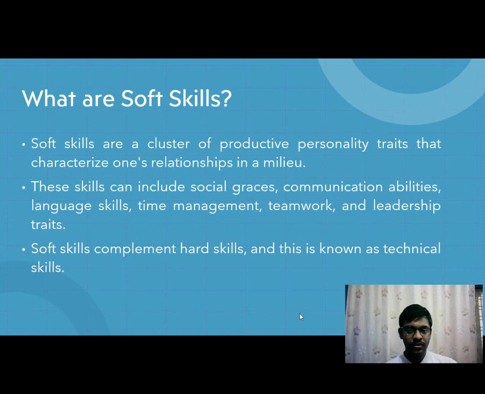So let's get into soft skills. What exactly are they? Soft skills are a cluster of productive personality traits that characterize one's relationship in a medium. What it is basically saying is being as productive as they can in a group of people. Soft skills are basically related to speaking skills, where the person expresses emotions in an official place in an unofficial manner.